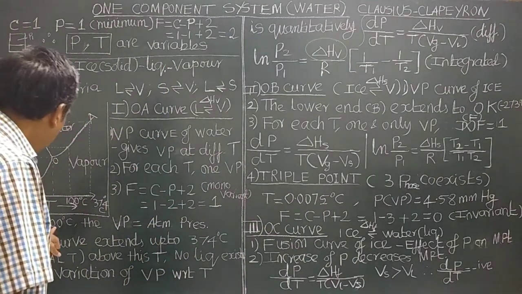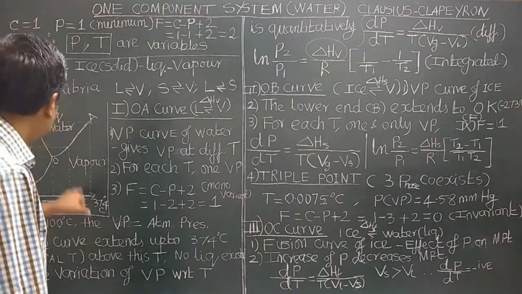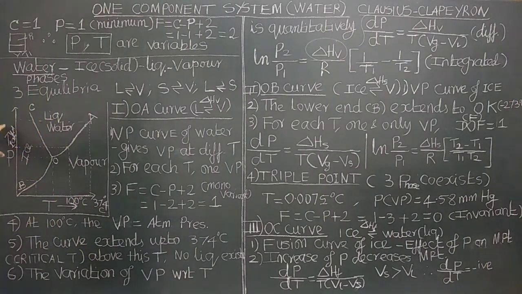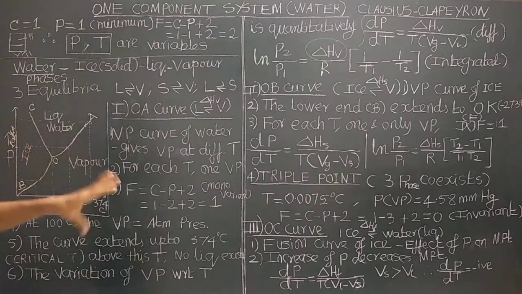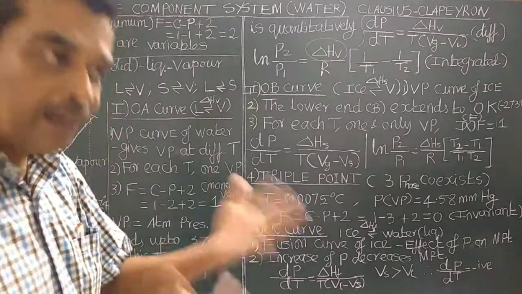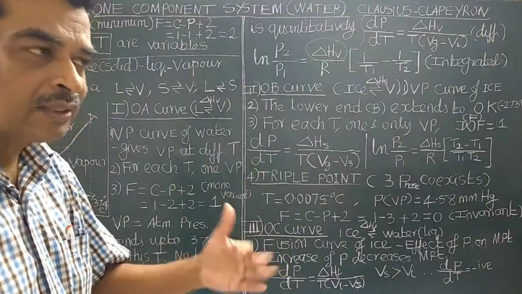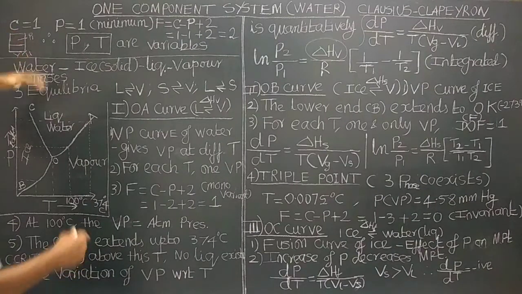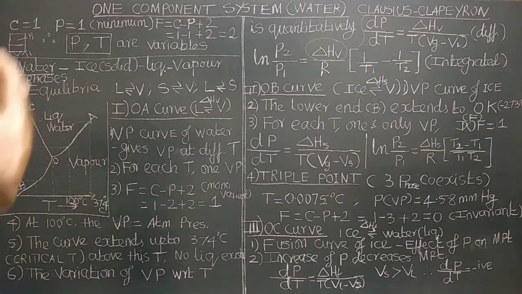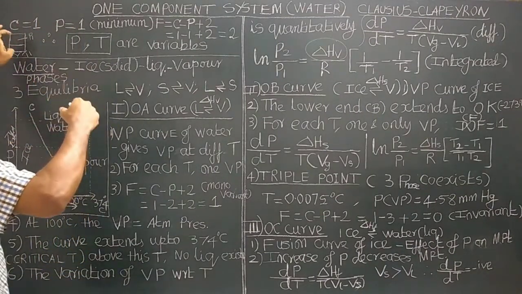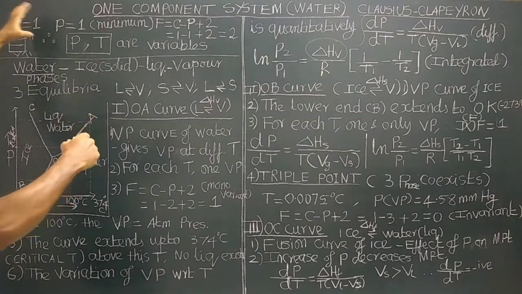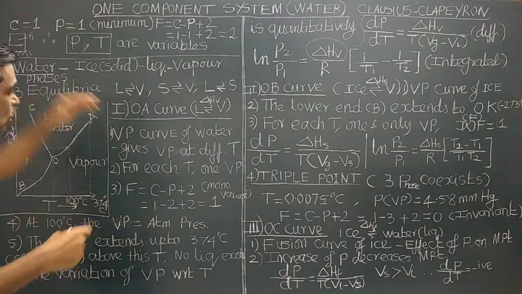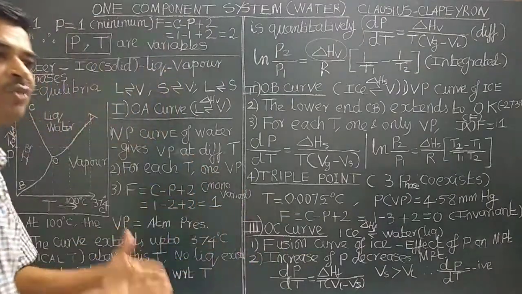Now at the next point, for example, at 100 degrees Celsius, the vapor pressure is equal to 1 atmospheric pressure. That is called the boiling point. You know what is the boiling point of water? 100 degrees Celsius. If you increase the temperature, the vapor pressure will increase. At boiling point, the vapor pressure is equal to atmospheric pressure. That is the definition of boiling point.